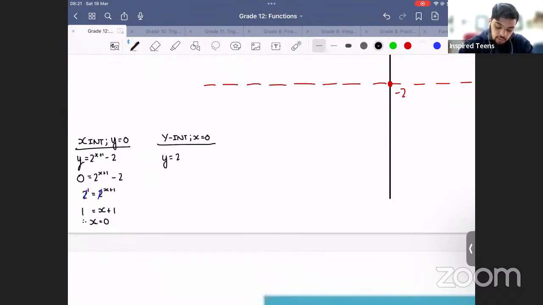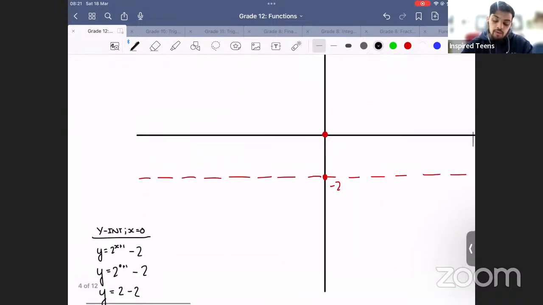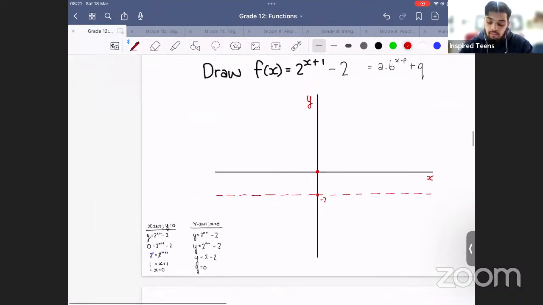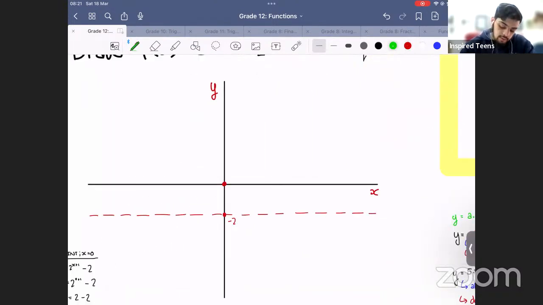y is equal to 2 to the power of x plus 1 minus 2. y is equal to 2 to the power of 0 plus 1 minus 2, which is basically 2 to the power of 1, which is 2 minus 2. y is equal to 0. So that just confirms that the x and the y-intercept are at 0. So now we can draw a graph. It's going to be increasing and above. It doesn't have to look perfect, it just has to look somewhat right. The shape has to be right.